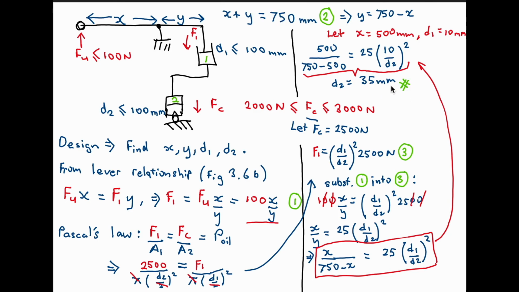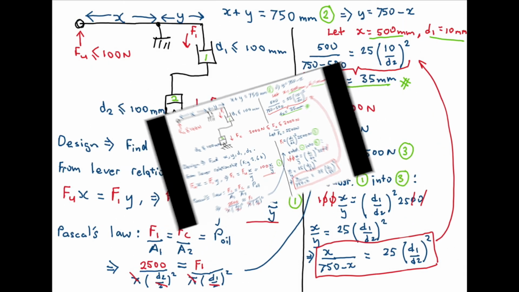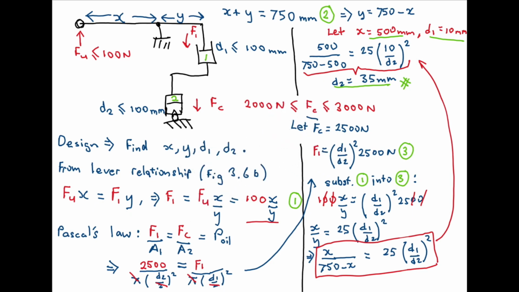Alright, just very simple design problem. So you can test these values: X equals 500 millimeter, D1 equals 10 millimeter, and D2 35 millimeter. And also that means Y is equal to 250 millimeter. You can test whether that it's actually giving you 2500 Newton. So that's basically the solution to the problem.